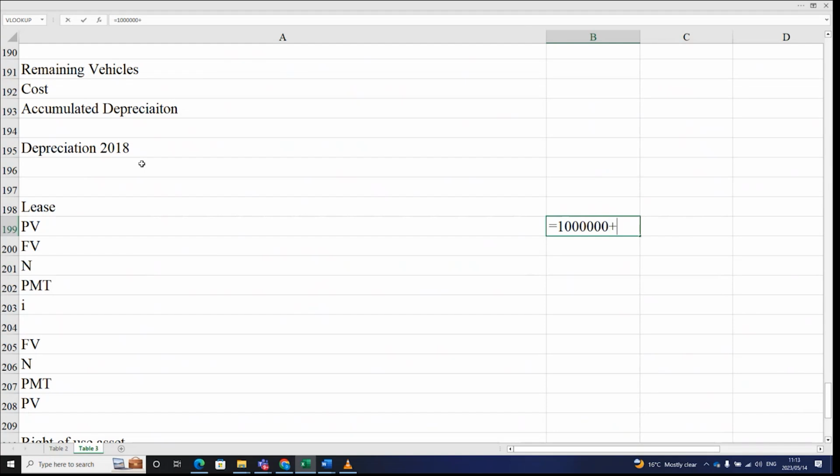The asset is 1 million and they have incurred 5,000. Okay. The directly attributable costs. Okay. Then the future value consists of the guaranteed and unguaranteed portion of the residual value.